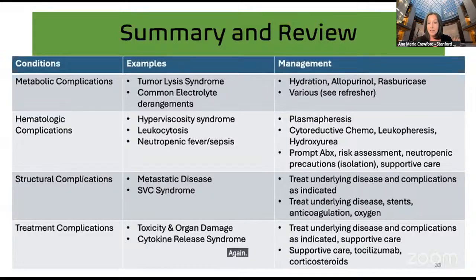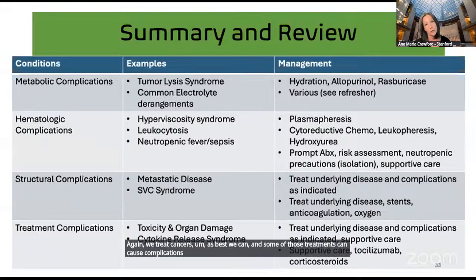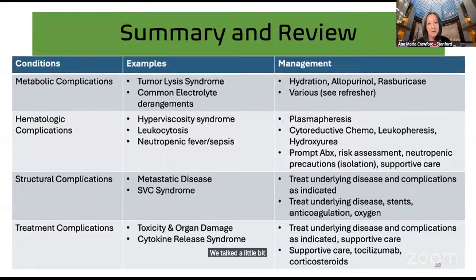Again, we treat cancers as best we can, and some of those treatments can cause complications or make the patient worse before they get better. We talked a little bit or a lot about direct toxicity of some of our chemotherapeutic agents, as well as the organ damage that can occur. And again, that's very specific to each case, so we need to review those underlying diseases and complications.